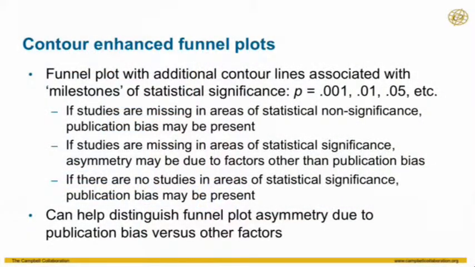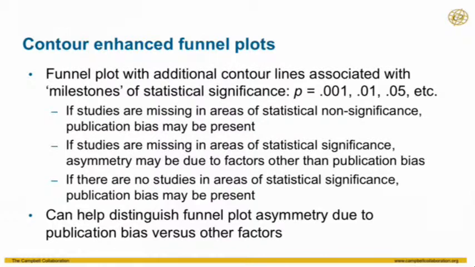Now, there have been some improvements in funnel plot graphical methods that have tried to address this issue that any asymmetry that you see might be due to factors other than publication bias. So contour enhanced funnel plots, I think, are one way to try to get at this. Essentially, these are just funnel plots that have contours or colors added at nominal levels of statistical significance, so typically at 0.01, 0.05, 0.10 levels of statistical significance.